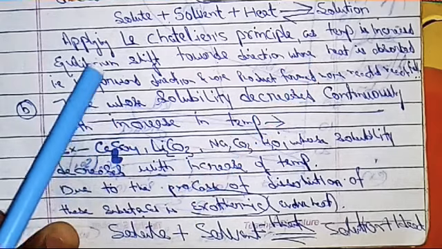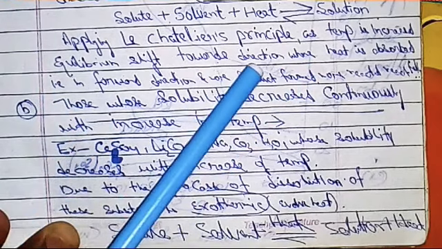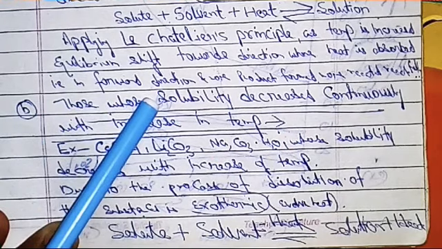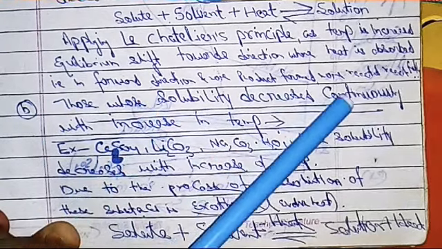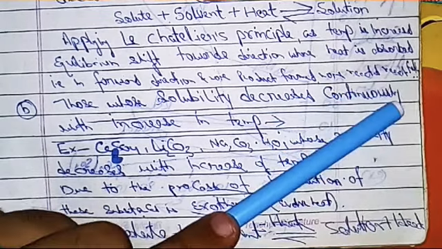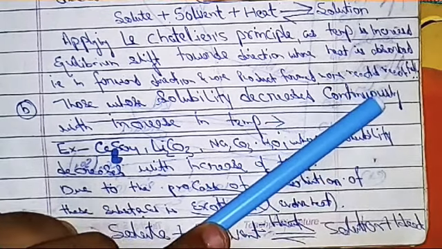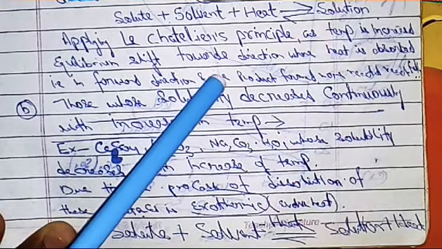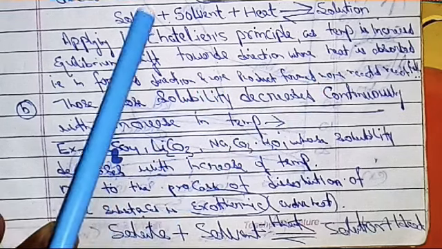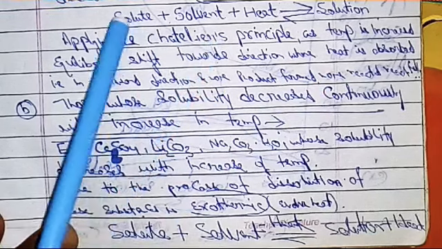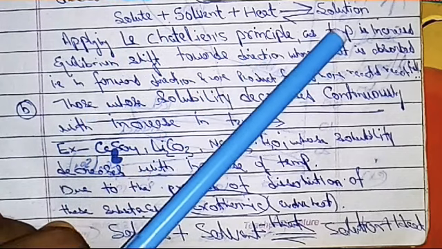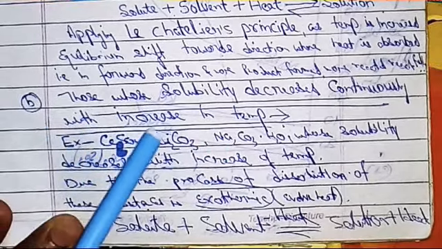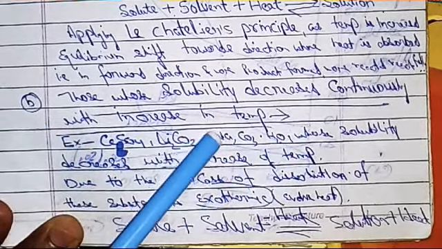So therefore equilibrium shifts towards the direction where heat is absorbed, that is the forward direction, meaning more and more product will be formed, and more and more reactants react. So keep in mind, if the temperature is increased, equilibrium shifts towards the forward direction where heat is getting absorbed. Heat is getting absorbed in the dissolution of solute and solvent to get the solution. Thus, the second case is those whose solubility decreases continuously with increase in temperature.